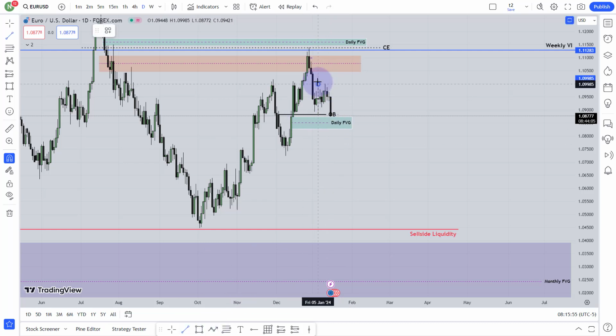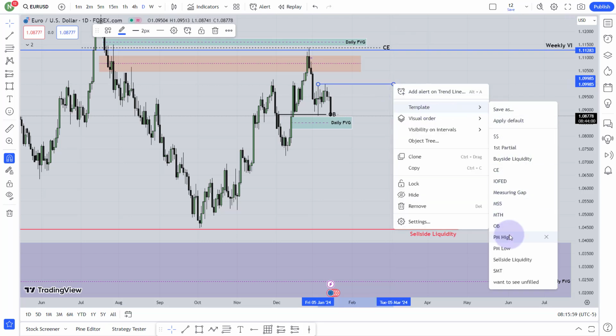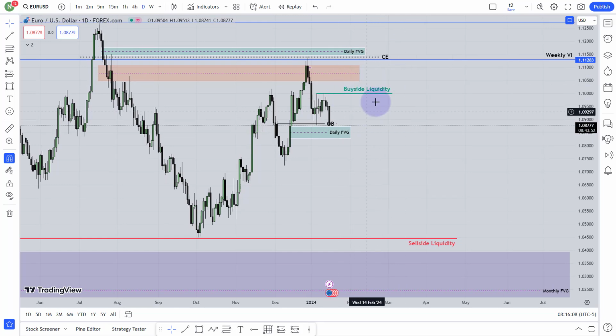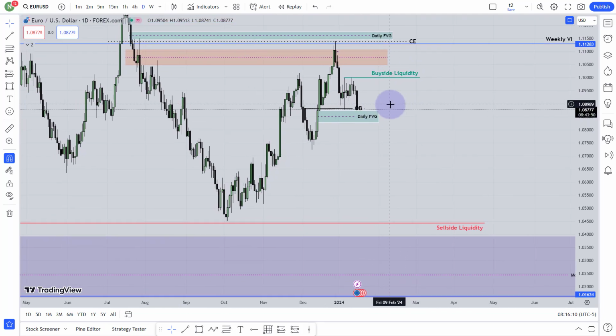Okay, just let me mark the buy side liquidity from the daily chart. This is the buy side liquidity from the daily chart. So I will expect some kind of reaction and it will take at least this buy side liquidity, then I will observe the price over here, how it reacts over there. This is my expectation right now.